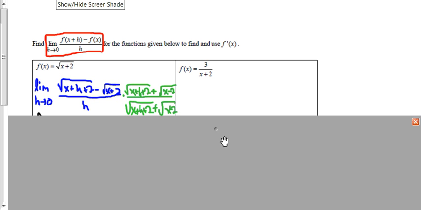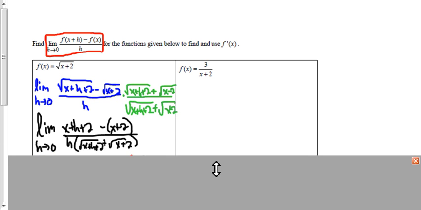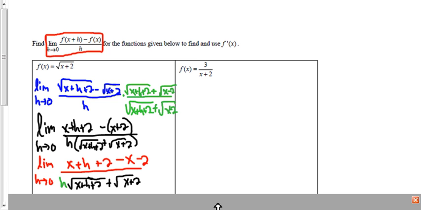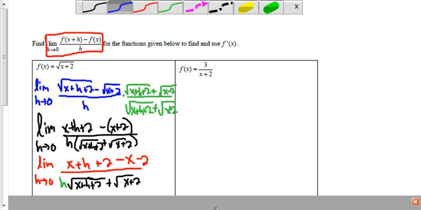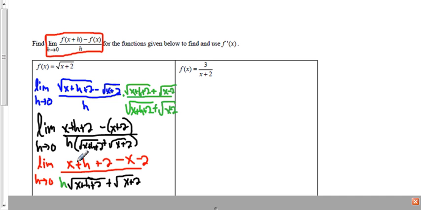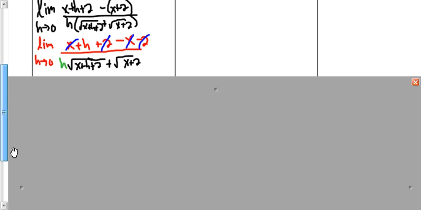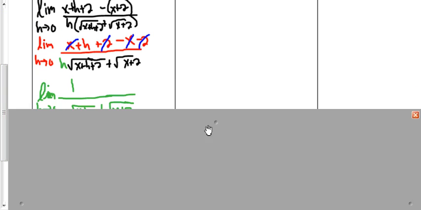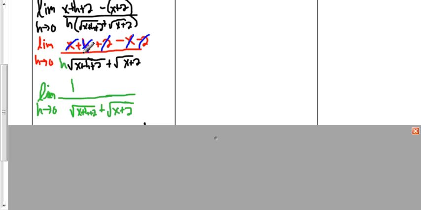So we rationalize the numerator and denominator. As I said, the product of sum and difference is the difference of squares. So now we get down to this step. I've distributed the negative sign. I can now cancel any like terms. The x's cancel out, the 2's cancel out. I'm now left with an h over an h, so I can cancel these out. Again, that was h times this entire factor.